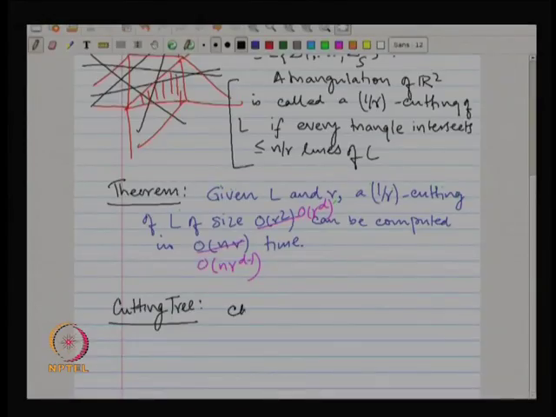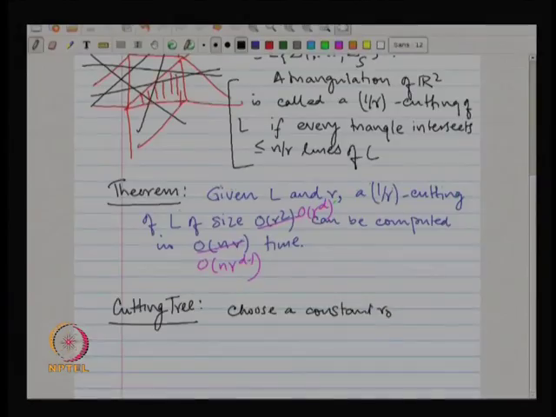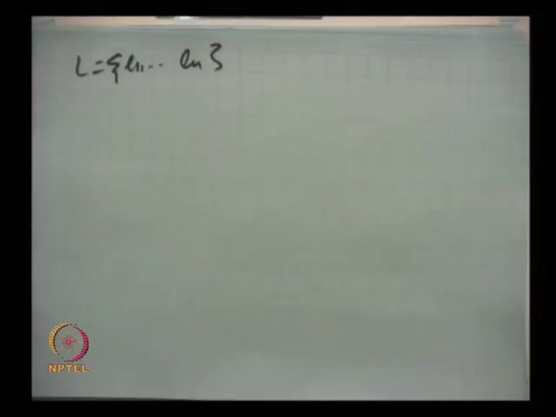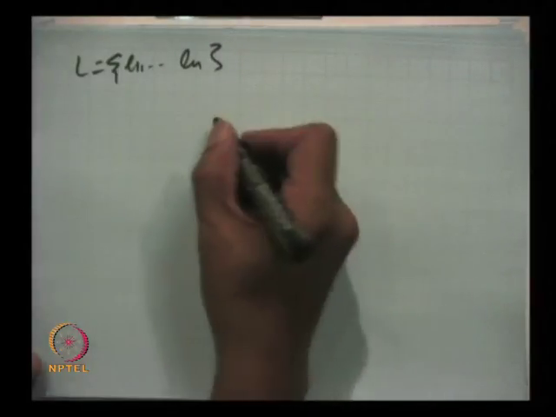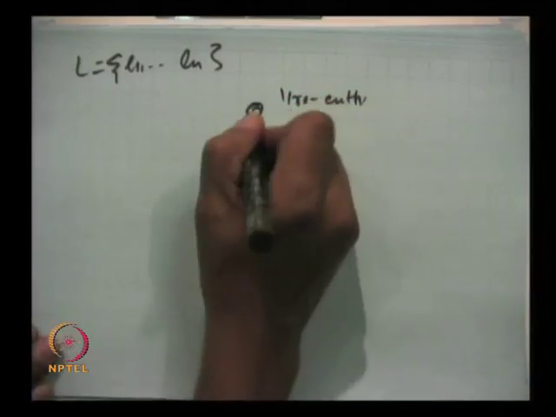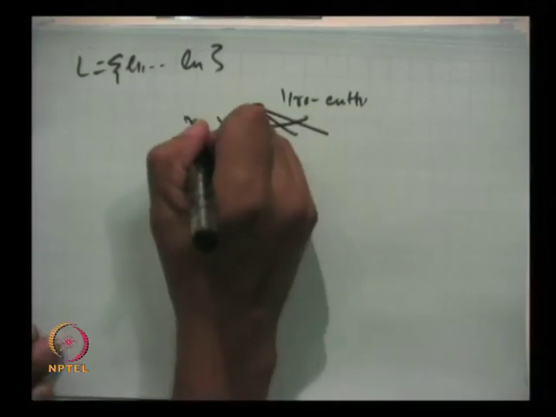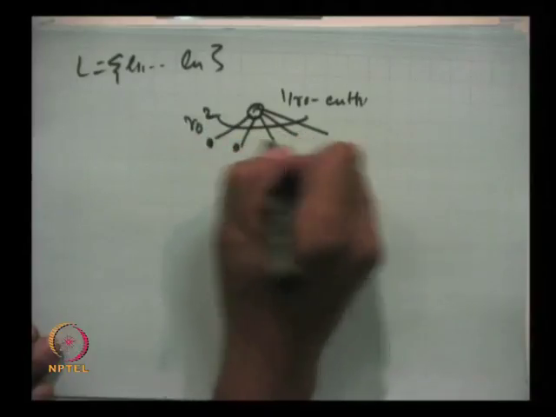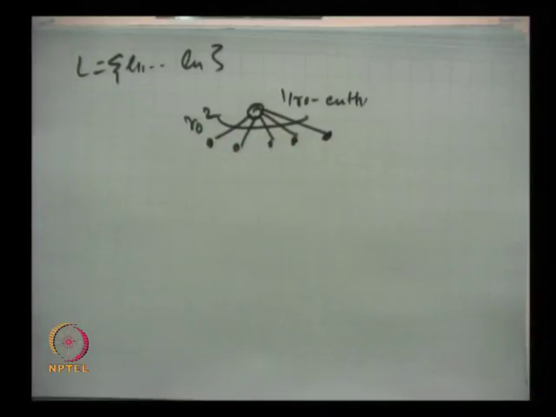So, choose a constant r 0. And what you are going to do is compute the cuttings recursively. In the beginning you have all lines, let us say a given set of lines L. You choose a constant r 0, and compute a 1 over r 0 cutting. So, at the root you compute a 1 over r 0 cutting. It will have r 0 square triangles, ignoring the constant. Each triangle intersects roughly n over r 0 lines, and you do the cutting for those lines again.